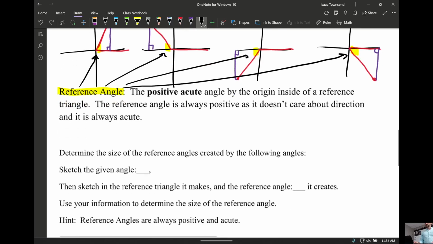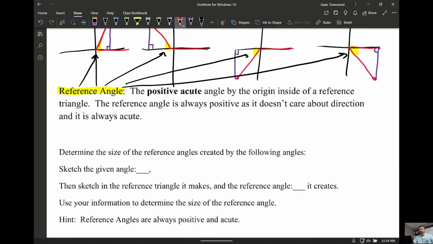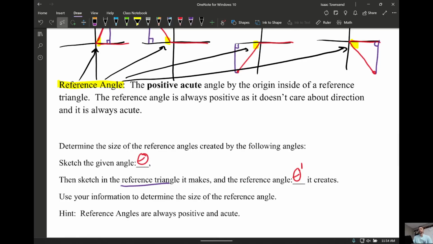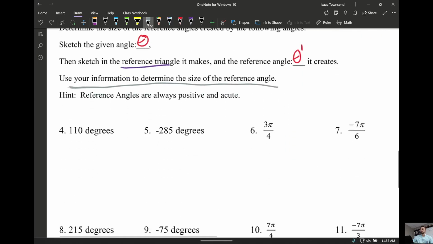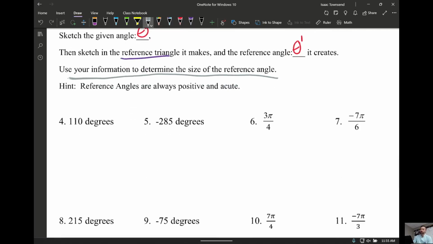So the steps that I have set aside are: sketch the angle. Usually the original angle is called theta, whereas the reference angle is called theta prime. Not the same angle. So that little designation helps us keep up with which is which. After you sketch the angle, you need to draw in your reference triangle so that you can see the reference angle. But what's difficult about these is you have to use your context clues to figure out the size of the reference angles. So I've got 4 examples here, 2 in degrees, 2 in radians, and then I'll have you practice 2 in degrees and then 2 in radians.